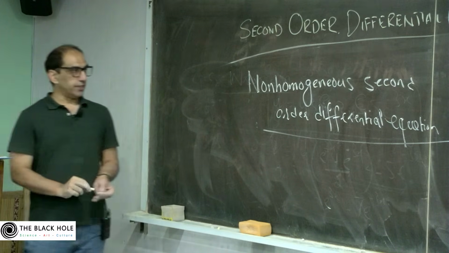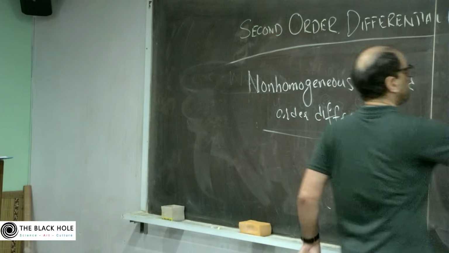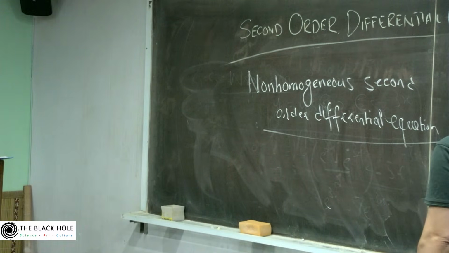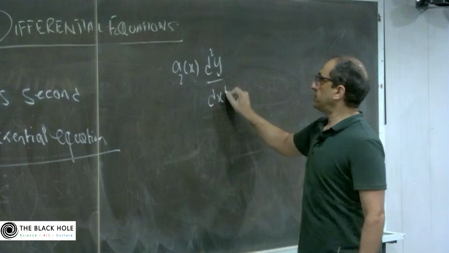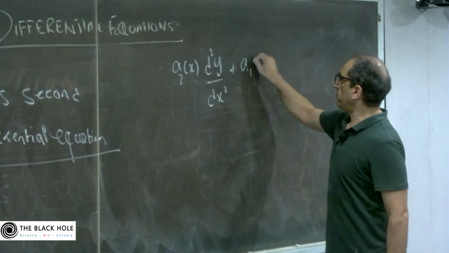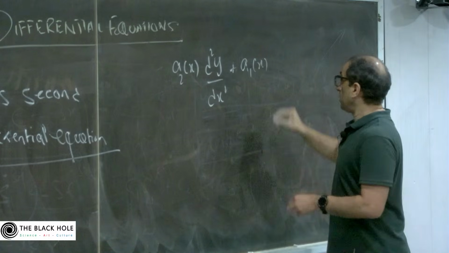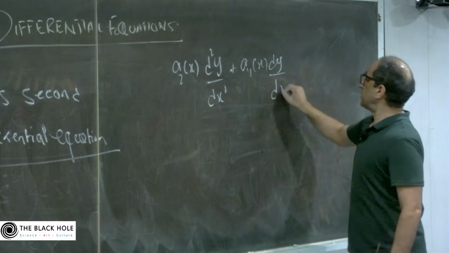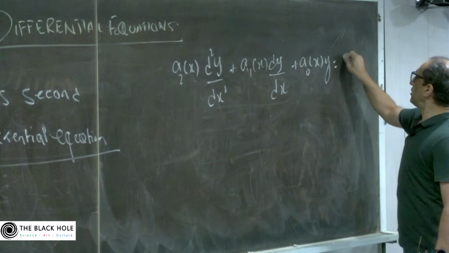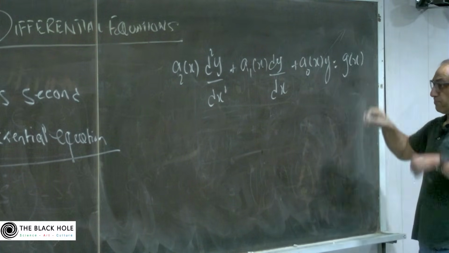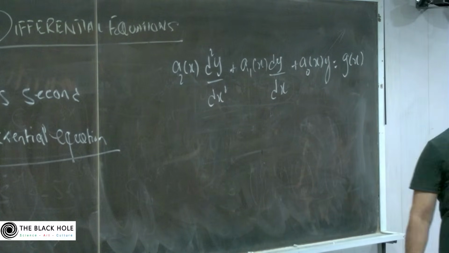So in this particular case, of course, you will write down a2 of x d2y over dx squared plus a1 of x dy by dx plus a naught of x y is equal to g of x. So this will be a non-homogeneous equation.